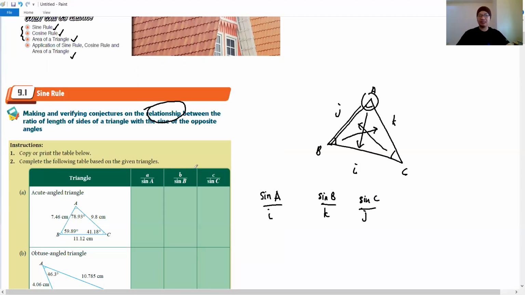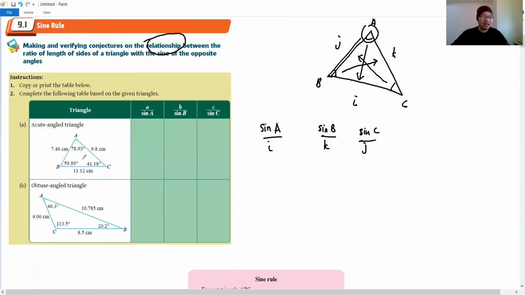Okay guys, this is the pairing. Now, look at here, our instruction here. So that one, don't bother.